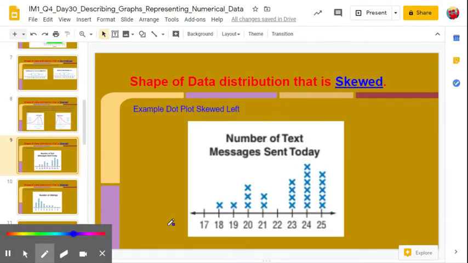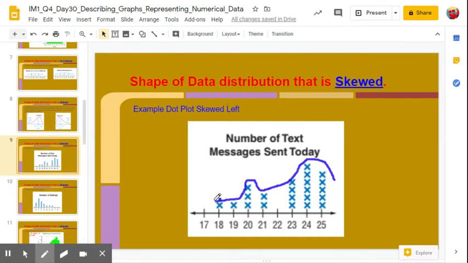So here's a dot plot example of skewed to the left. You got a number of text messages sent today. You got a big cluster here, and then it kind of gets spread out. And it's not always a perfect tail, right? It kind of goes up a little bit like this and down. We'd say this is still slightly skewed to the left.